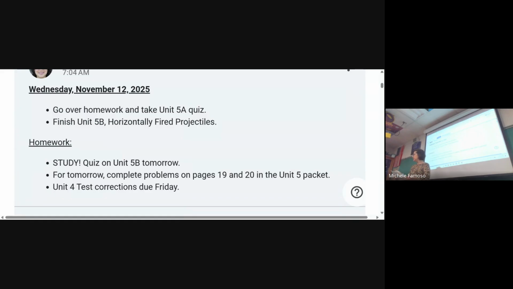8 is D. 9 is A. 10 is B as in boy. 11 is D. 12 is C. 13 is A. 14 is D. 15 is C. 16 is C. And 17 is D.